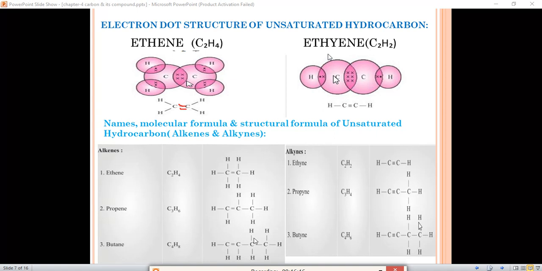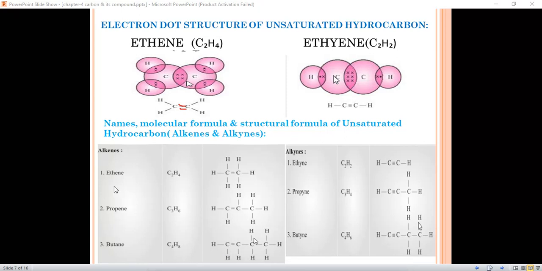Next one is our ethyne. It is a member of the alkyne series. The formula is C2H2, 2 carbon atoms with 2 hydrogen atoms. Both the carbon atoms are sharing 3 pairs of electrons. If 3 pairs of electrons are there, then a triple bond will be present between the 2 carbon atoms. So this is our alkene and this is our alkyne. Names, molecular formulas and structural formulas of unsaturated hydrocarbons, alkenes and alkynes.